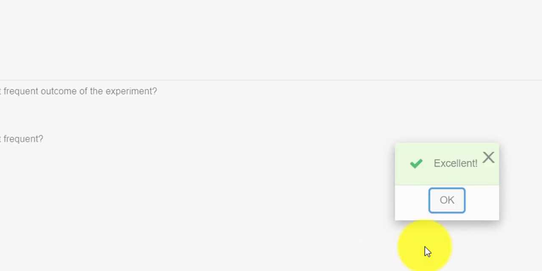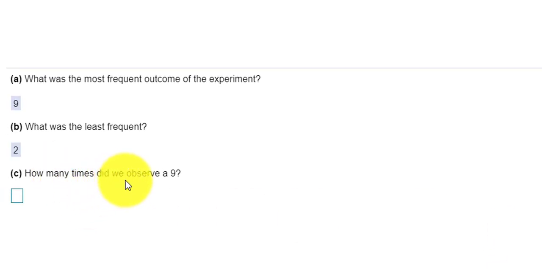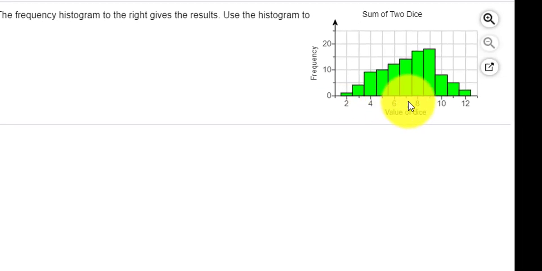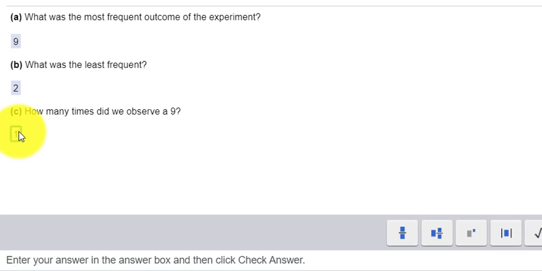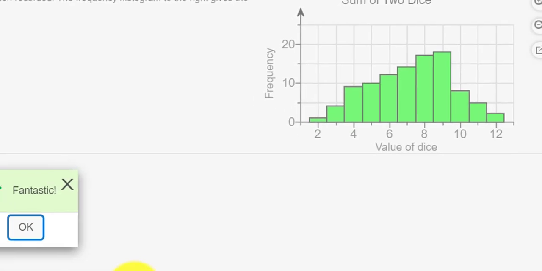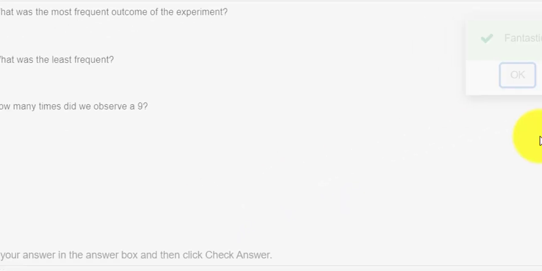Check answer. How many times did we observe a 9? So this is 9. It looks like, let's see, 9 would be in here. If this is 15 and this is 20, I'm going to say 18. Let's see if it accepts that. It's hard to see. We got it, 18.